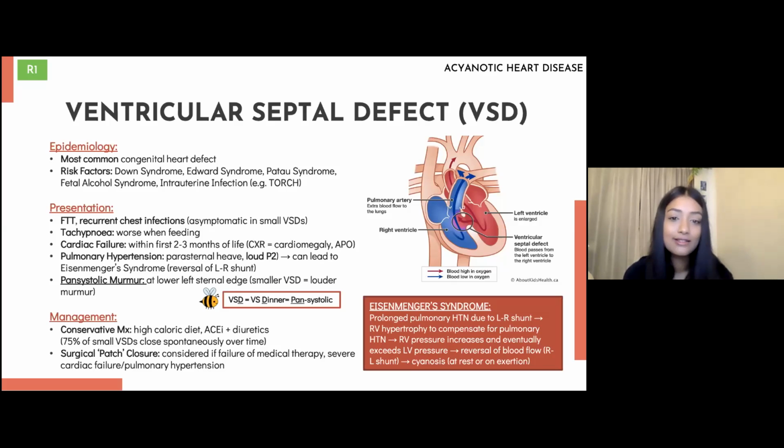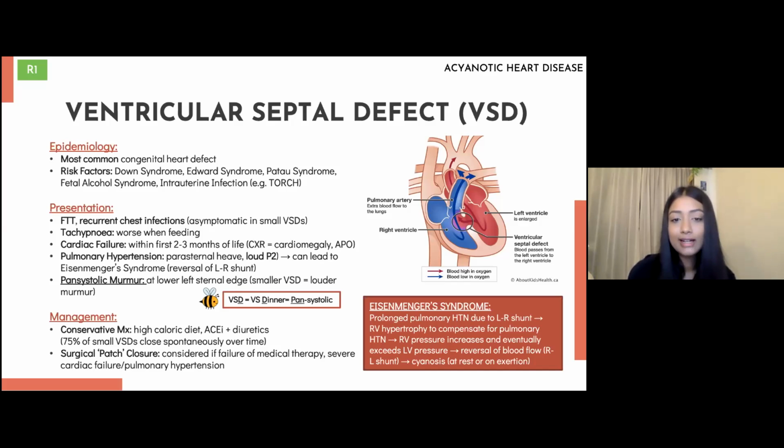And most small VSDs will actually close spontaneously. And they can be managed just with a high calorie diet to support their growth and to make sure they're tracking well. And they can also have heart failure medications depending on their symptoms. But larger VSDs with complications and signs of cardiac failure, as well as Eisenmenger syndrome, which we'll talk about in a second, will require a surgical patch closure.